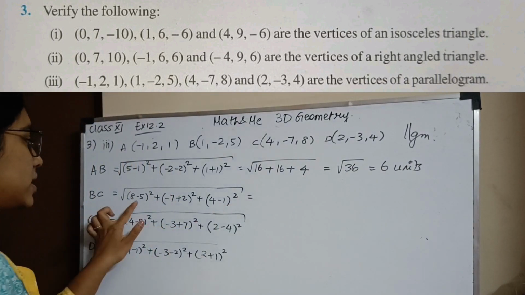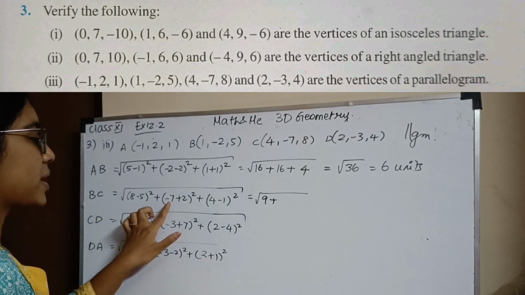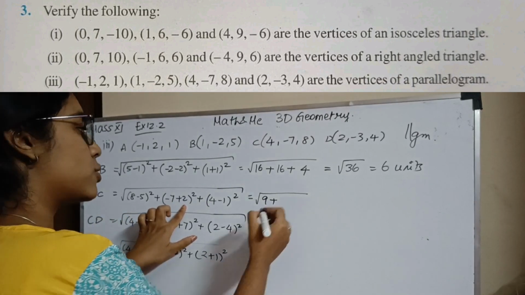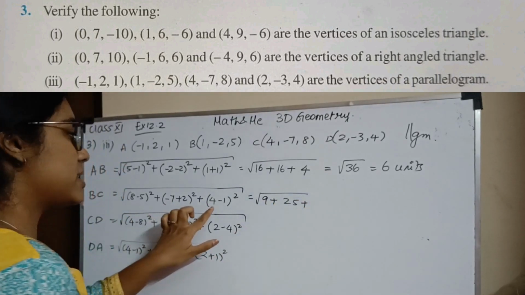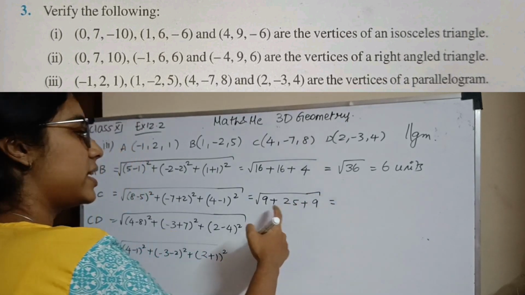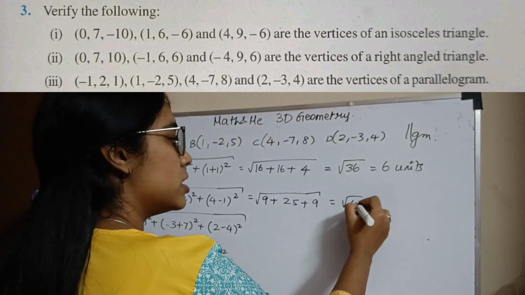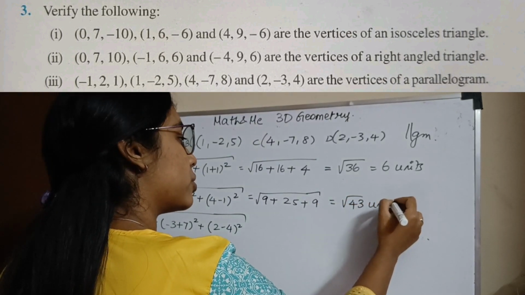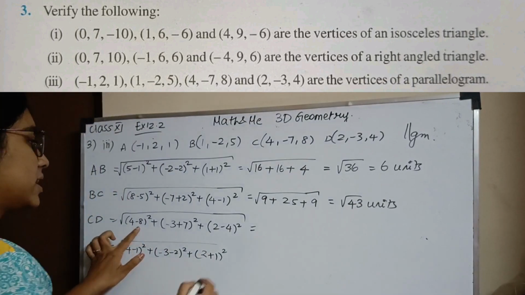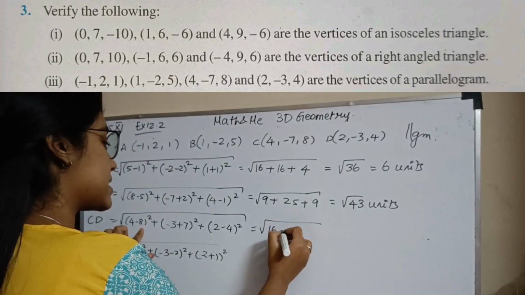Okay. In the distance BC, 8 minus 5 is 3. 3 square is 9, plus minus 7 plus 2 is minus 5 the whole square, which is 25, plus 4 minus 1 is 3, 3 square is 9. So I have 25 plus 9, which is 34. 34 plus 9 is 43. So root 43. This cannot be simplified further. So root 43 units.